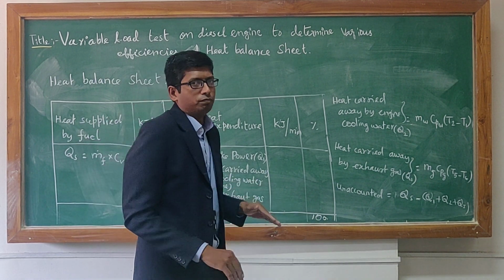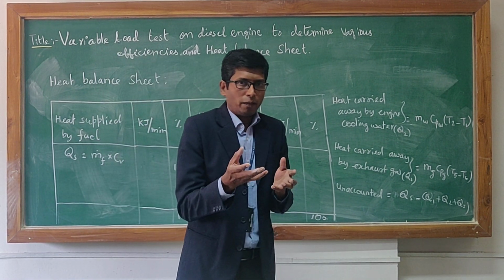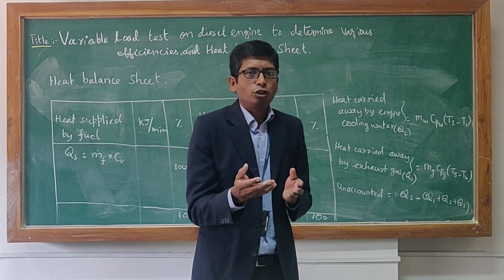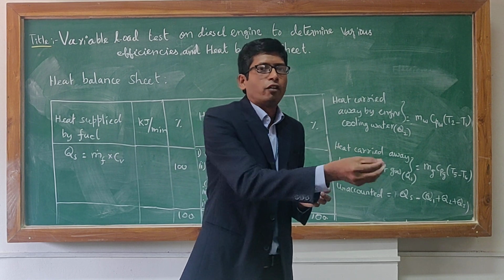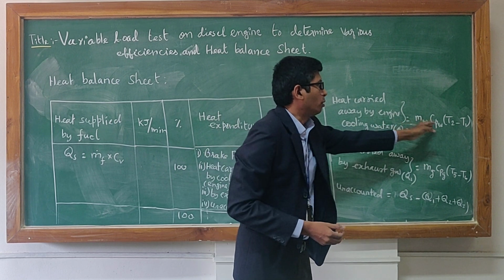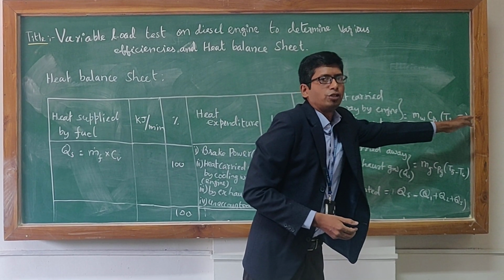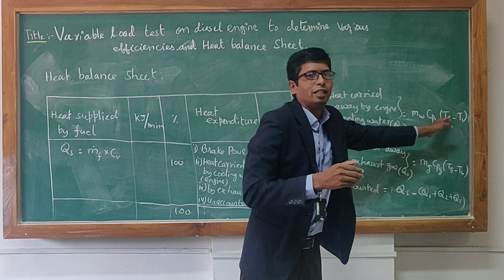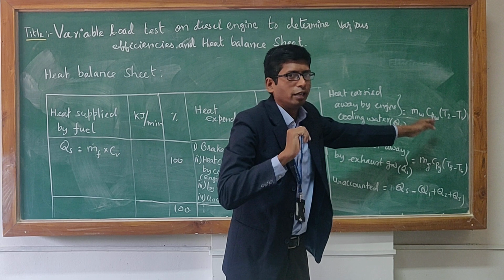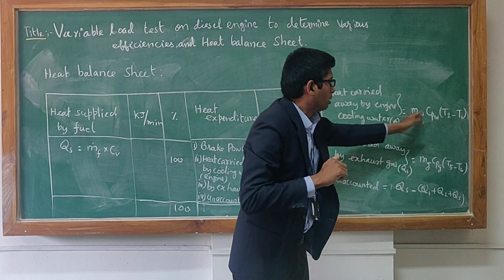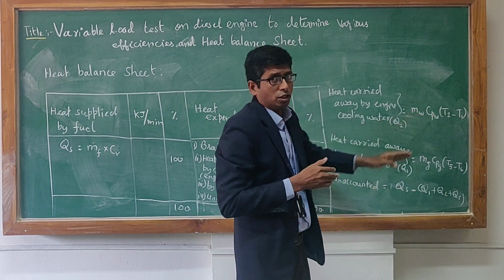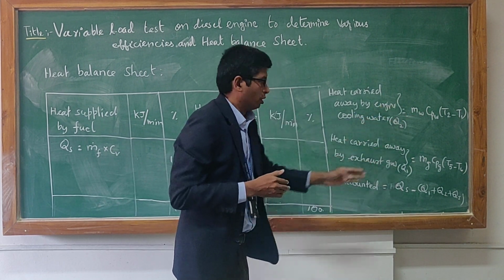Cooling water. In the engine, the engine needs to be cooled. For that, water is utilized. So how much heat is carried away by that? That will be calculated using this formula: Q2 = mW into Pw into (T2 minus T1). This T2, T1 detail, we are going to see in the experimental setup with the written details. This mW is the mass of water, the fluid being utilized for this.